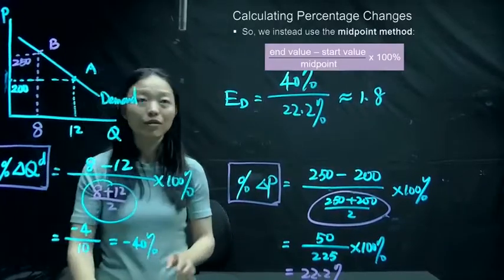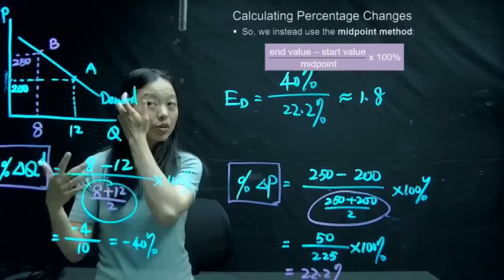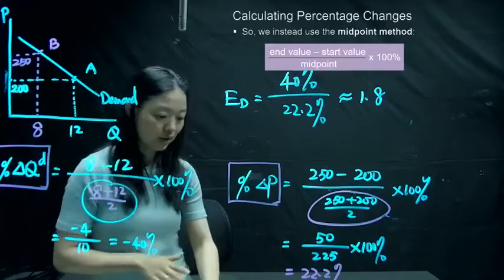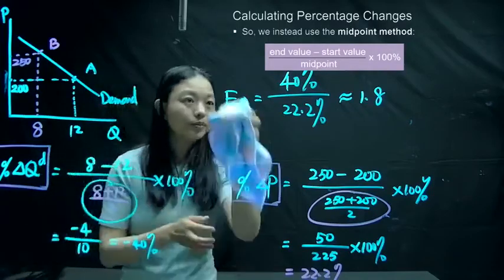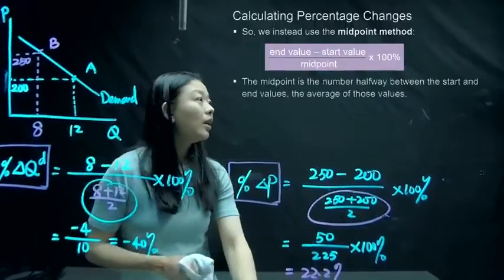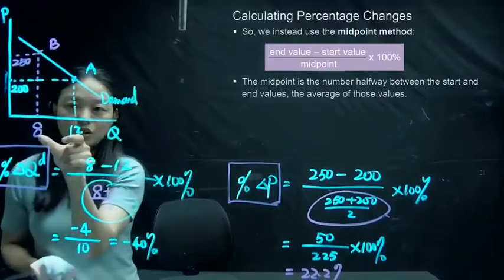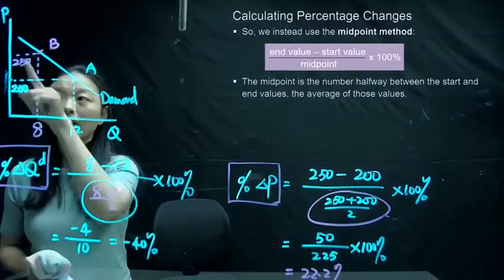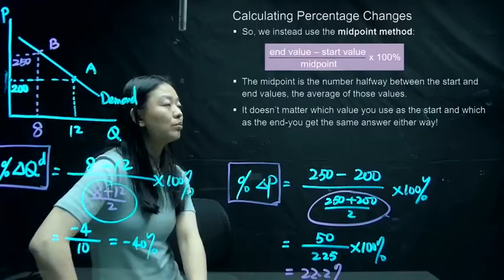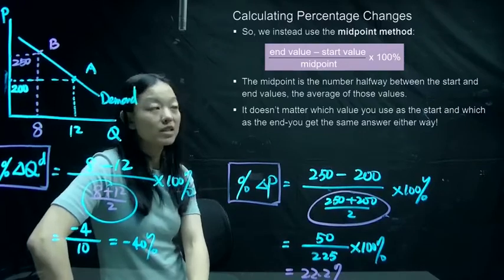So it will not have the dilemma as before, when we used the original way to compute the percentage change in quantity demanded and the percentage change in price. With this midpoint method, the midpoint is the average of the quantity demanded or the average of the price. It doesn't matter which point you choose as a start point and which point as the end point, because we will get the same result.